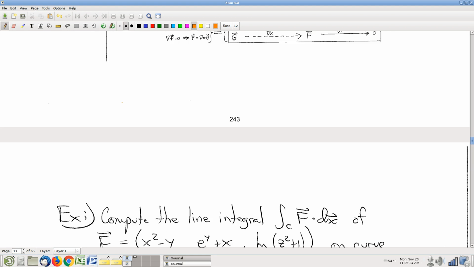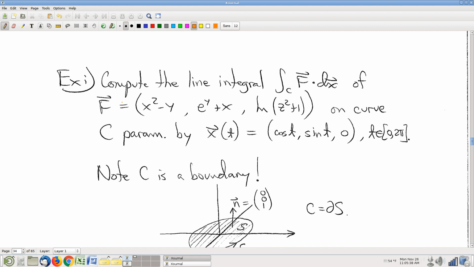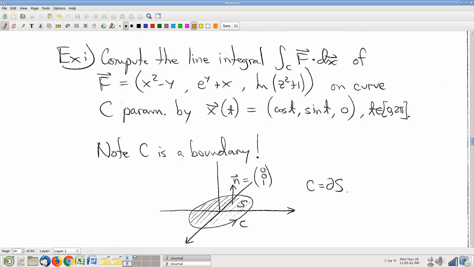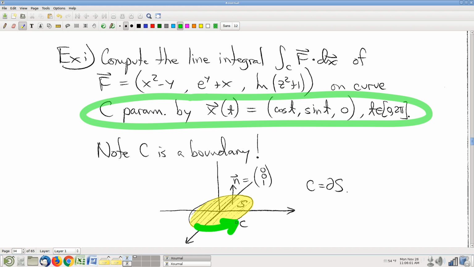Where did you get the unit normal vector for this surface? Oh, great question. He asked, where did I get the unit normal vector? Here's the surface, right? The curve was parameterized like that. Note that parameterization implies an orientation, right? So the curve that I'm given is oriented that way. Does that make sense?